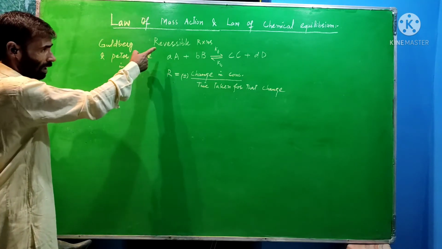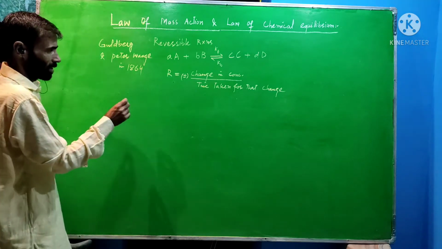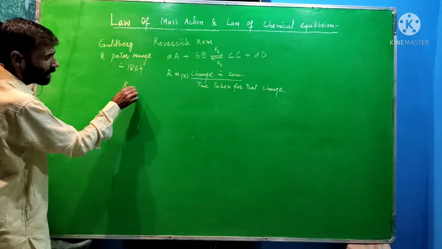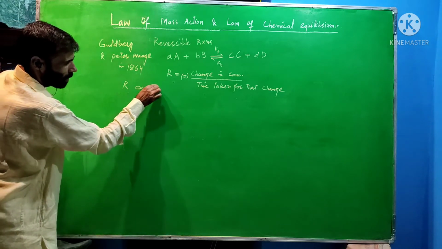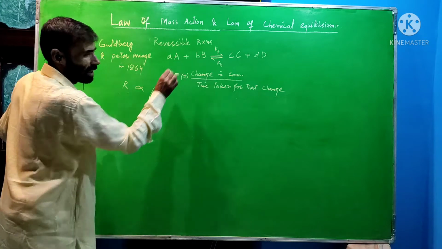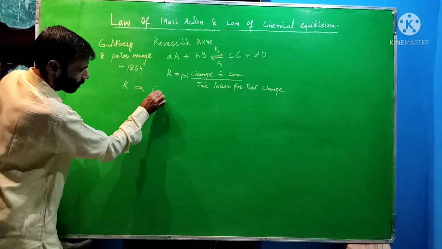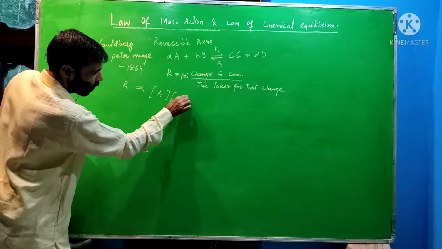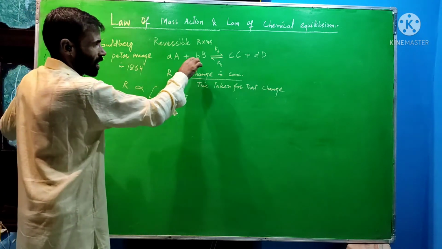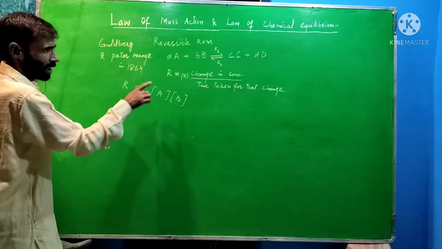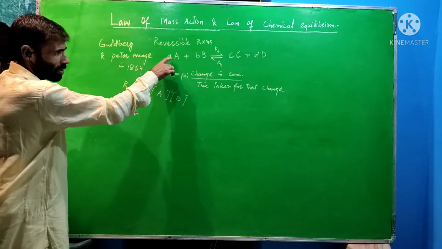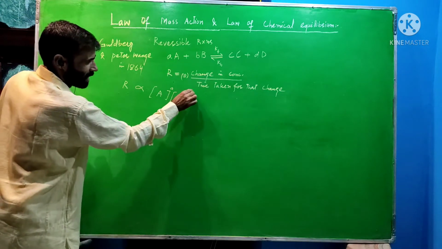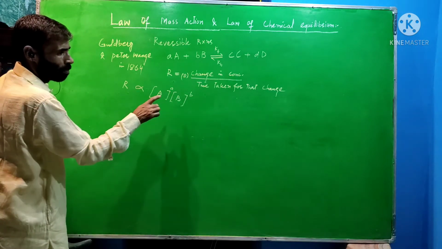Within this law, its statement is for the rate of reaction. For this reaction, according to this law, the rate of the reaction is directly proportional to the product of the concentrations of the reactants, this one as a reactant and this one as a reactant, raised to the power of their stoichiometric coefficients involved within that chemical equation. So within this chemical equation, the stoichiometric coefficient of A is a, and the stoichiometric coefficient of B is b. This one is the law of mass action.